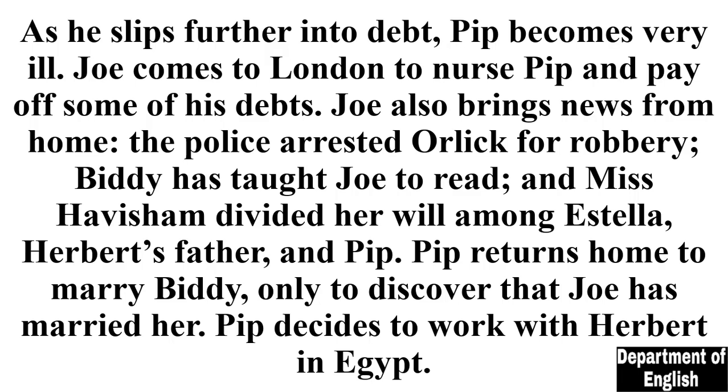As he slips further into debt, Pip becomes very ill. Joe comes to London to nurse Pip and pay off some of his debts. Joe also brings news from home. The police arrested Orlick for robbery. Biddy has taught Joe to read, and Miss Havisham divided her will among Estella, Herbert's father, and Pip. Pip returns home to marry Biddy, only to discover that Joe has married her. Pip decides to work with Herbert in Egypt.